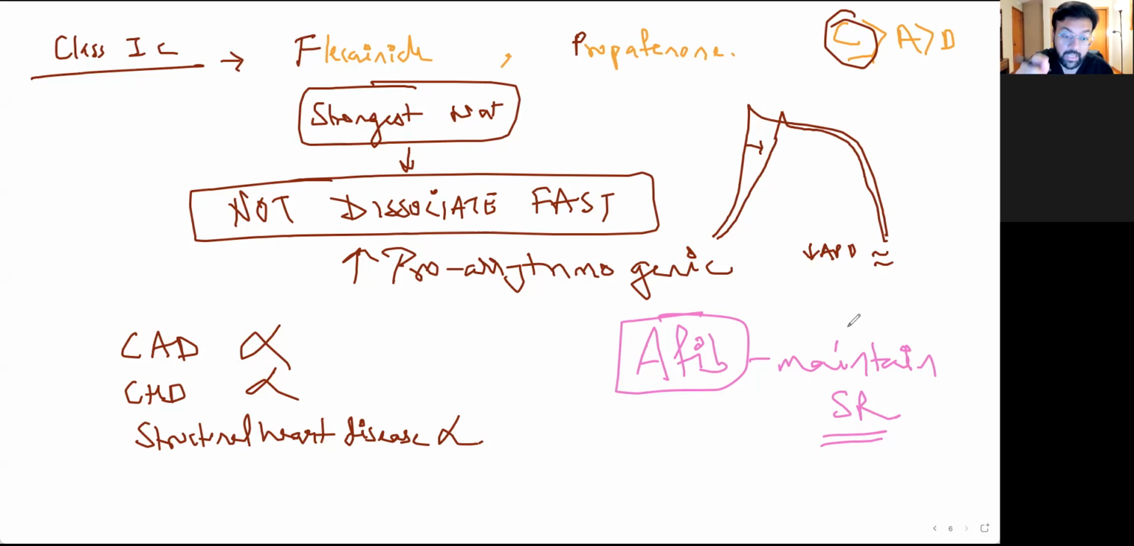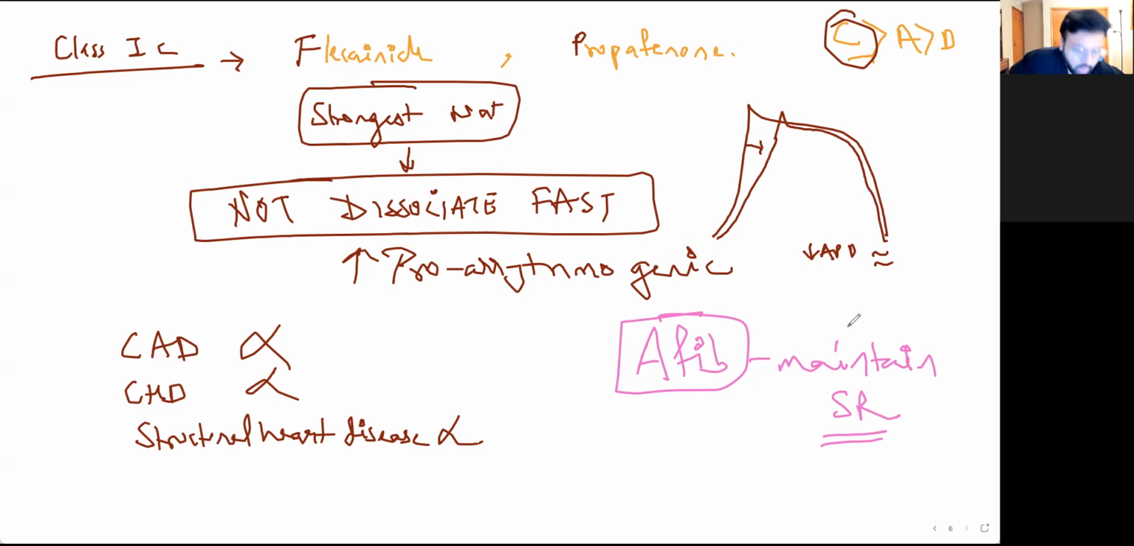Flecainide and propafenone can maintain but cannot convert into sinus rhythm. So what they usually do, if somebody is having atrial fibrillation, you want to shock the patient, elective cardioversion. Before shocking the patient, you load the patient with flecainide and propafenone, so after cardioversion, the patient will maintain the sinus rhythm. So that's how these drugs are used.